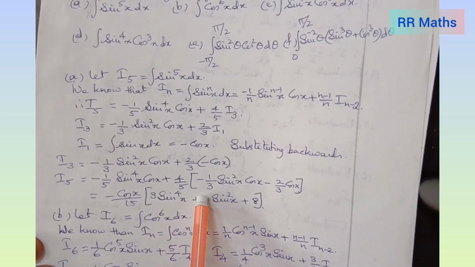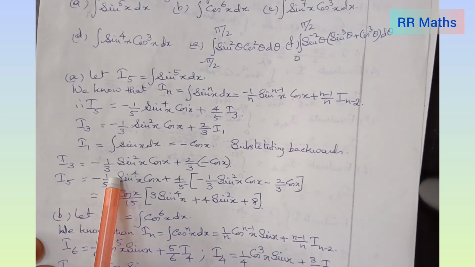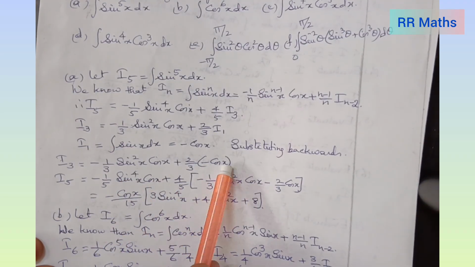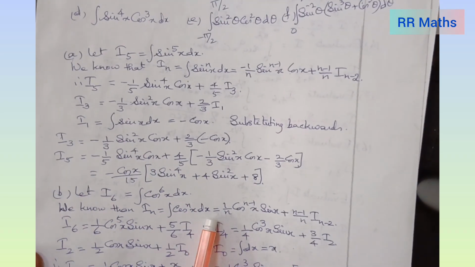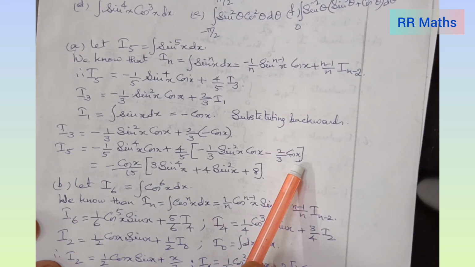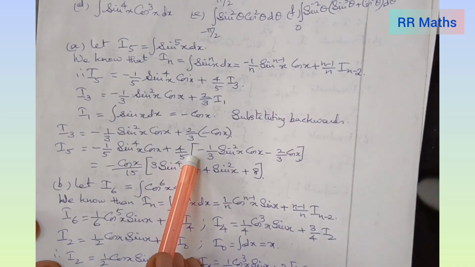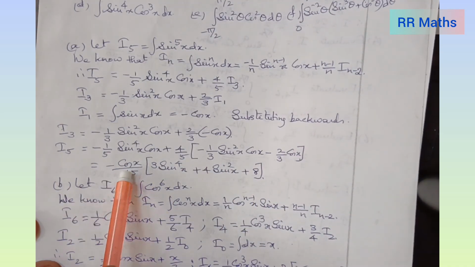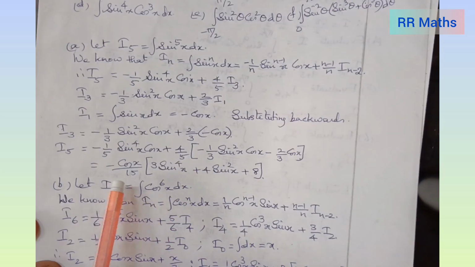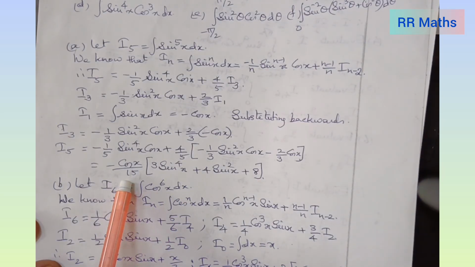So 4 by 5 into I3 is minus 1 by 3 sin square x cos x minus 2 by 3 cos x. So we will just simplify this here. You can take out cos x common for all the three factors and all three of them are negative. So minus cos x, and I have taken this 3 into 5 is 15 here.